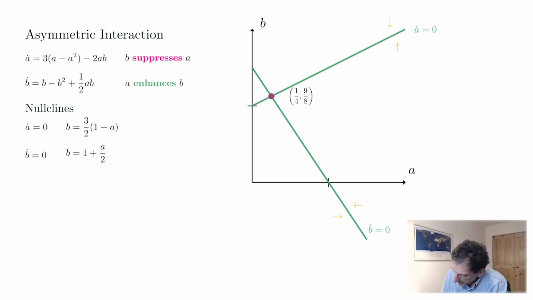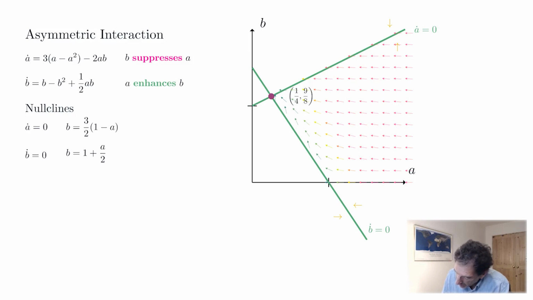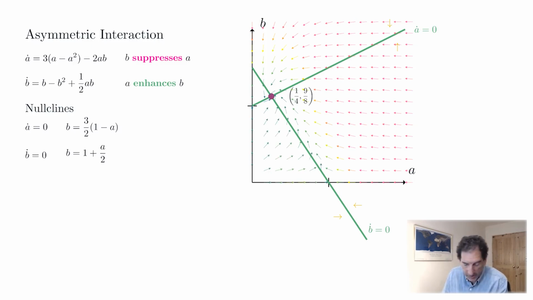And so in the right quadrant, the flow is to the left and up. In this quadrant, the flow is to the left and down. Here the flow is to the right and down. And here the flow is to the right and up. So it looks like there's a spiral around this fixed point.